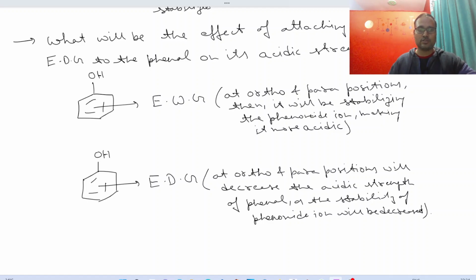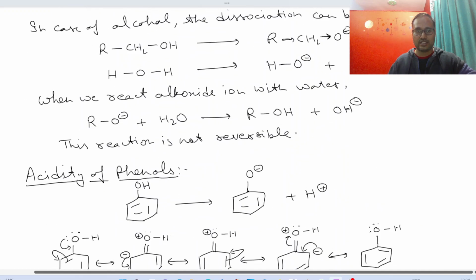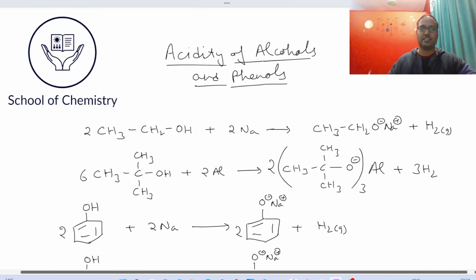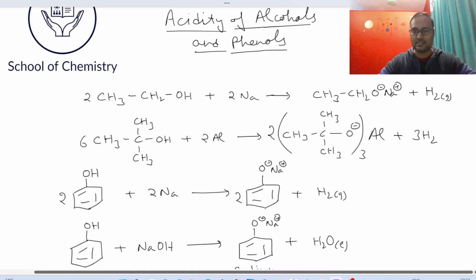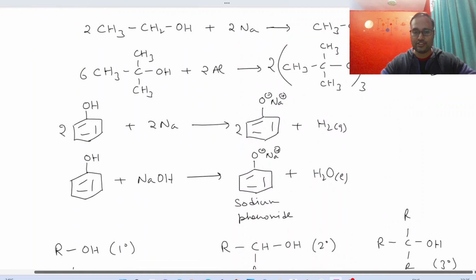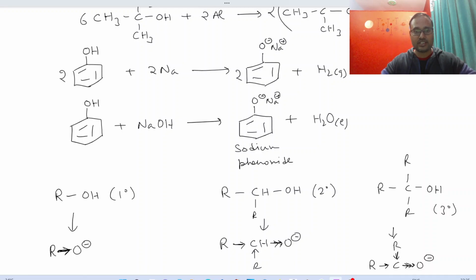Okay, that's all about the acidic nature of alcohol and phenol. Let us quickly recapitulate it. So we started with the acidity of alcohol and phenol: alcohols are acidic in nature. They act as a Bronsted acid, as they can give H plus ion, and this can be proved by their reactions with metals like sodium, aluminium, magnesium, releasing hydrogen gas. Similarly, phenol also reacts with sodium metal to release hydrogen gas, and even phenol reacts with sodium hydroxide, which is a strong base alkali, to produce sodium phenoxide, which is a salt, plus water.